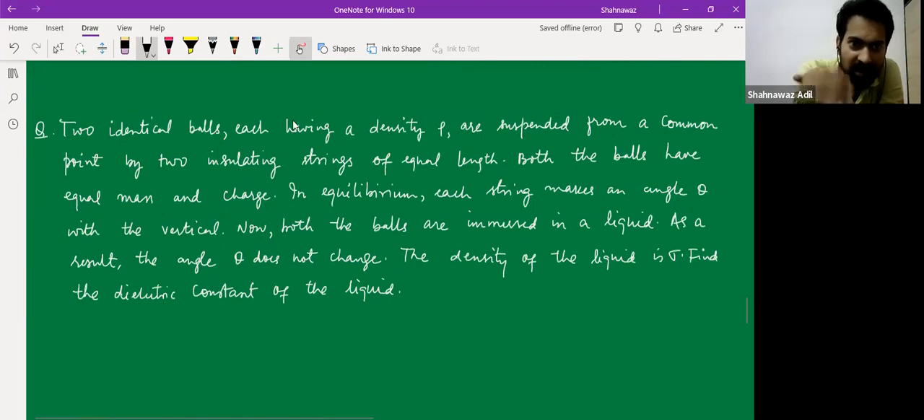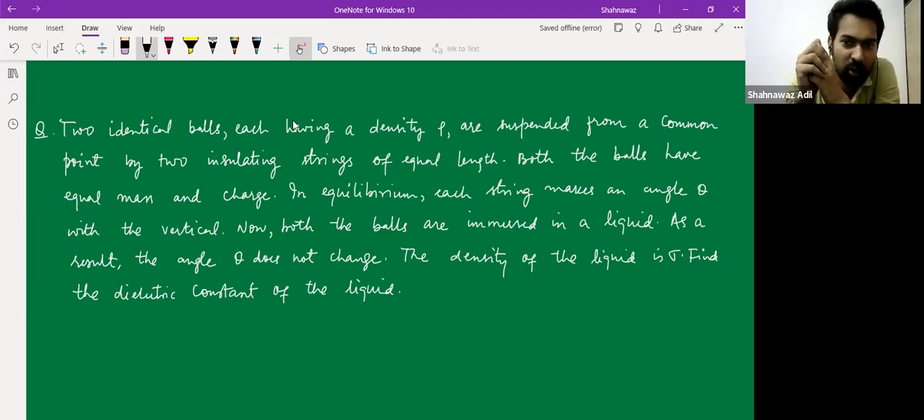You have two identical balls, each having a density rho, suspended from a common point by two insulating strings of equal length, right? Both the balls have equal mass and charge, and they are at equilibrium. Each string makes an angle theta with the vertical. This question we did earlier, right? Now both the balls are immersed in a liquid. As a result, the angle theta does not change, right? So we make sure that the angle does not change. And the density of the liquid is sigma, so we have to find the dielectric constant of that liquid.